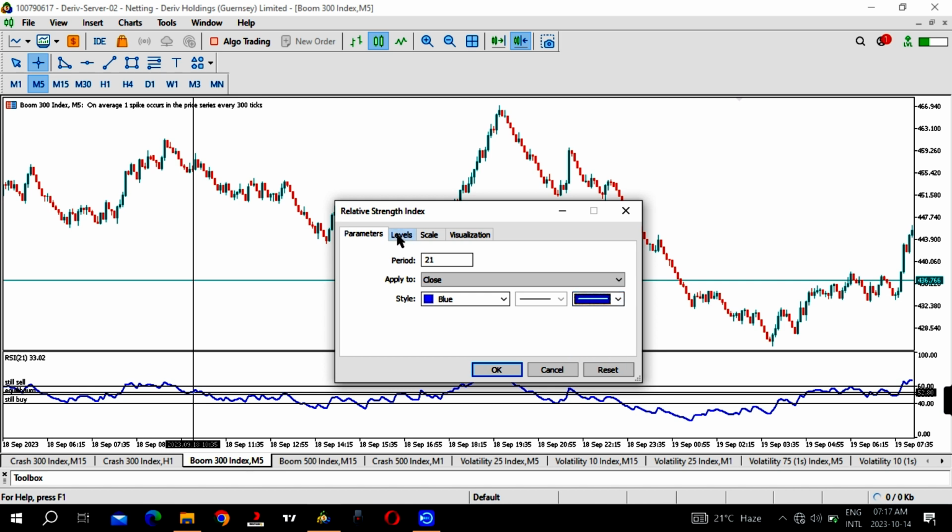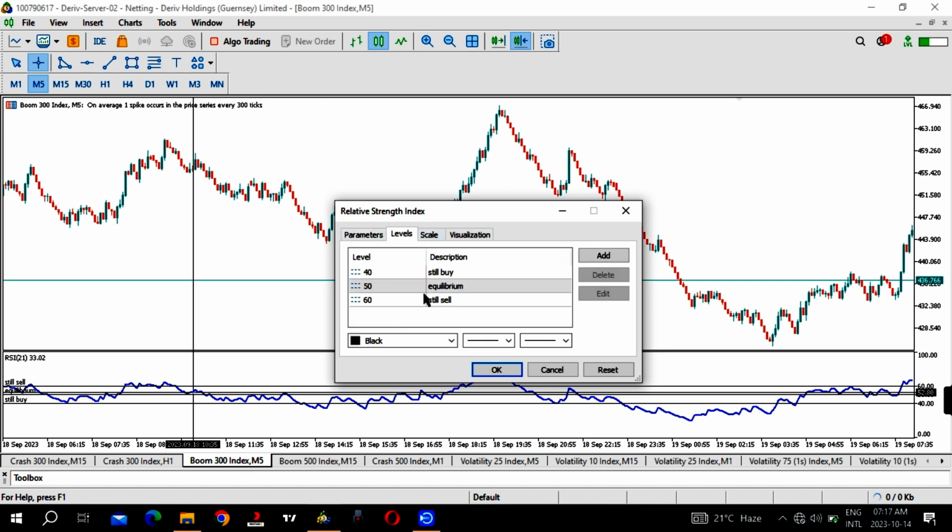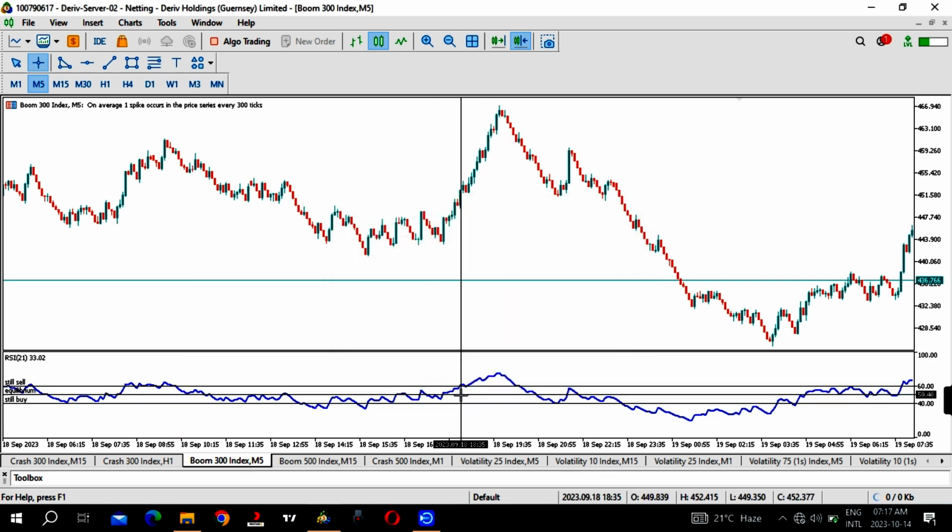Now take note of the levels. I want you to check these levels exactly as they are. We have level 40, which we label as "still buy", level 50 as "equilibrium", and level 60 as "still sell". I want you to copy these exactly as they are, and then you click done. So those are the levels that you want to see over here.